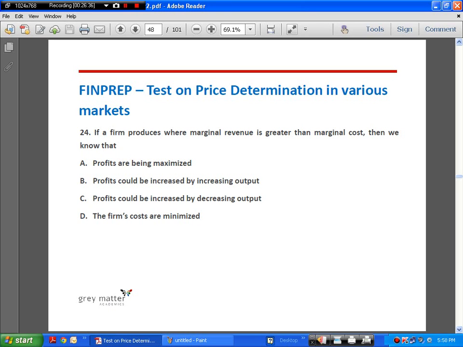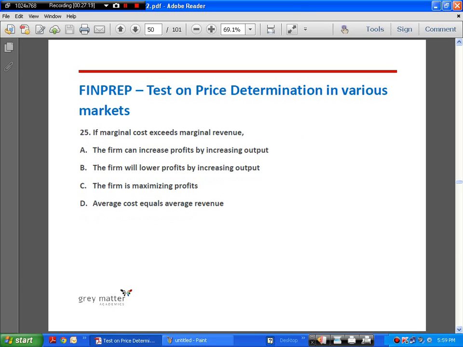24th question. If a firm produces where marginal revenue is greater than marginal cost, then we know that. Now, when the firm has marginal revenue greater than marginal cost, it means for every additional unit of output that is sold, the firm is incurring lesser cost, but it is earning more revenue. Therefore, it is advisable for the firm to produce more output and sell them in the market and make a profit. So, the firm will make more profits by increasing its output. Option B is the right answer.